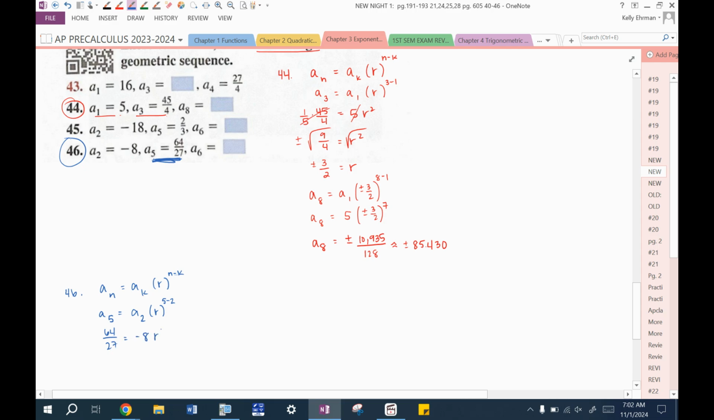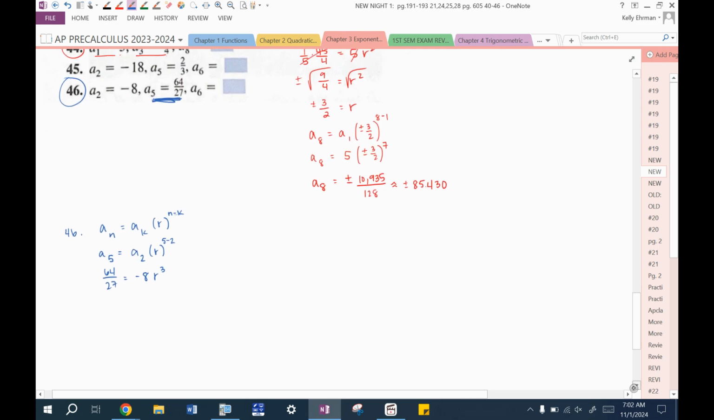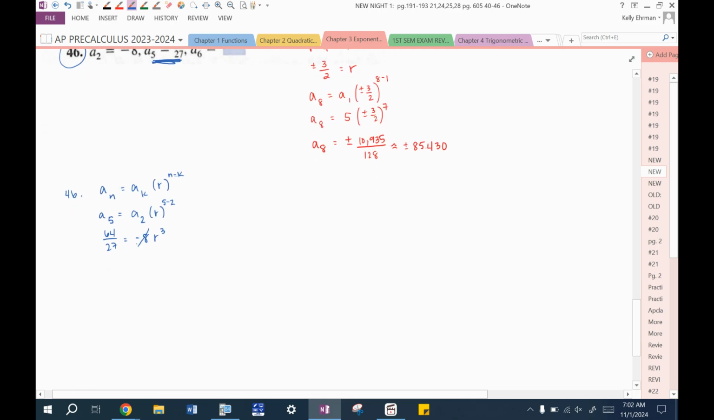r is to the 3rd power. So get rid of the negative 8 first. So divide by negative 8 or multiply by negative 1/8, whatever. That gives you negative 8 over 27 equals r cubed. Now, when you cube root, remember when you take an odd root of an equation, there's no plus or minus. The cube root of negative 8 is negative 2, so there's no i here. The cube root of 27 is 3. So r is negative 2/3.